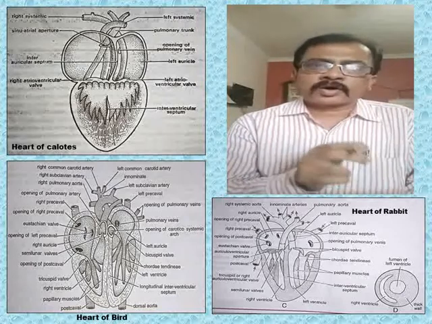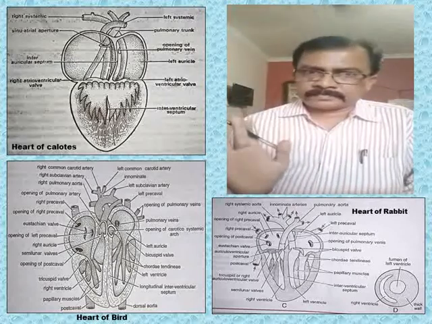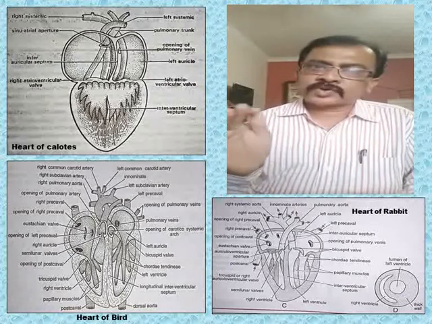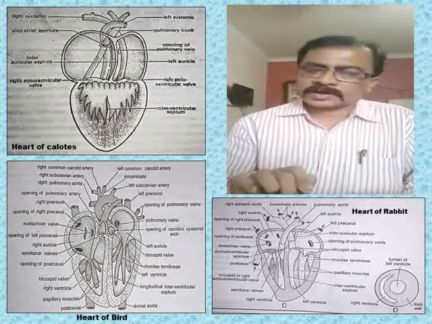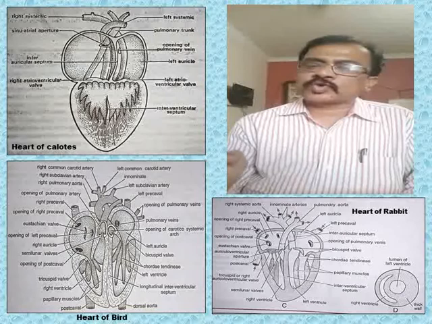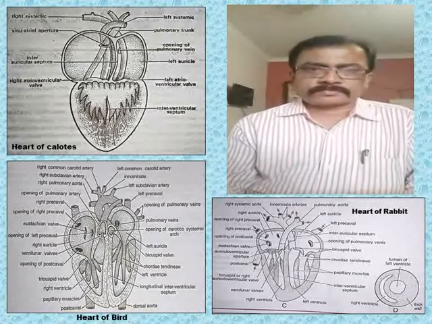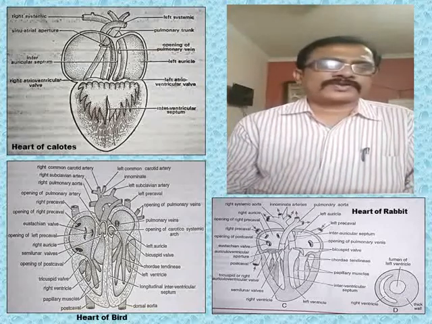In lizard, the common pulmonary vein opens into the left auricle. In pigeon, 4 pulmonary veins unite and open by a common aperture into the left auricle. In mammal, 2 pulmonary veins unite and open into the left auricle by a common aperture. That is about pulmonary veins.